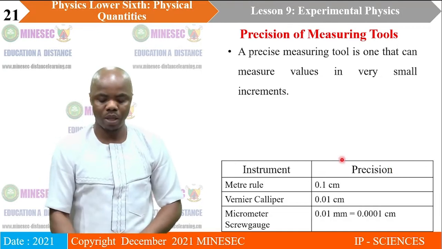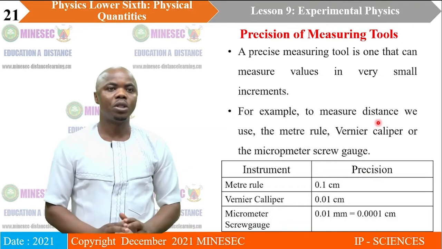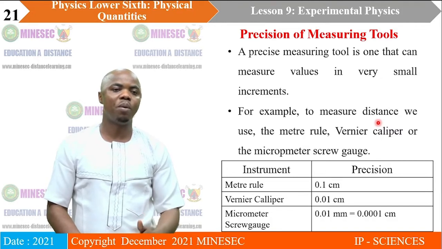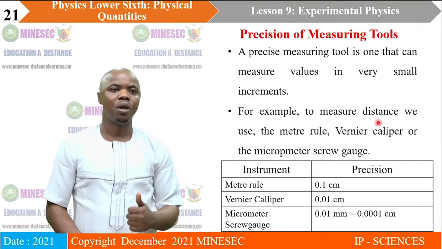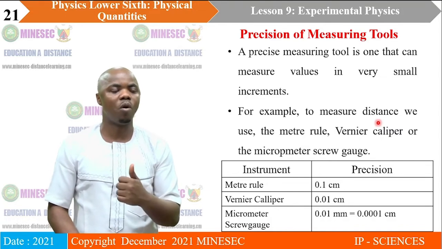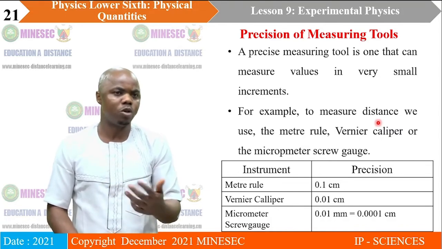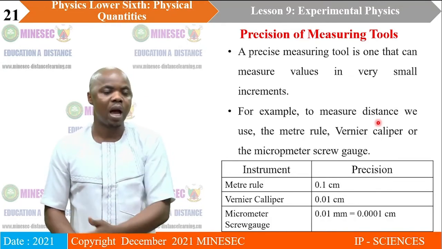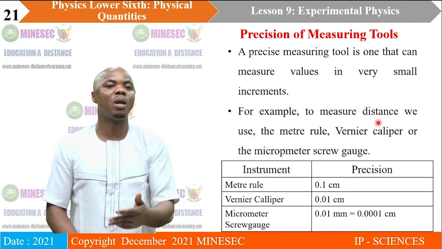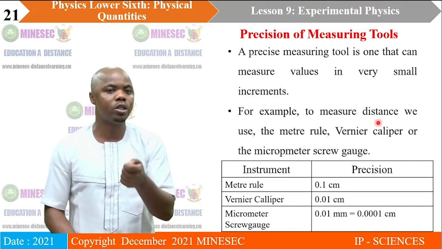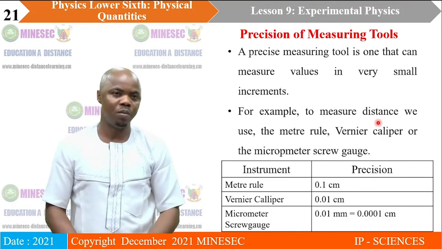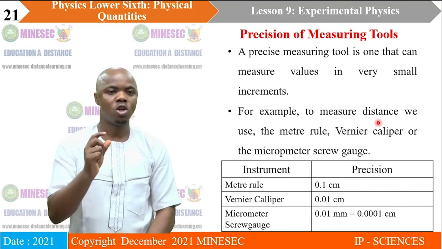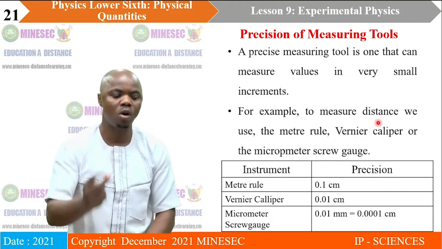Now take for example a metal rule. To measure distances, we use three instruments in the laboratory: the metal rule, the vernier caliper, and the micrometer screw gauge. The metal rule has an increment of 0.1, precise, but not compared to the other ones. A vernier caliper has an increment of 0.01 centimeters, and the micrometer screw gauge has an increment of 0.01 millimeter, which is an increment of 0.001 of a centimeter. So by judgment, which one is more precise? It is the micrometer screw gauge. It can measure very small increments.